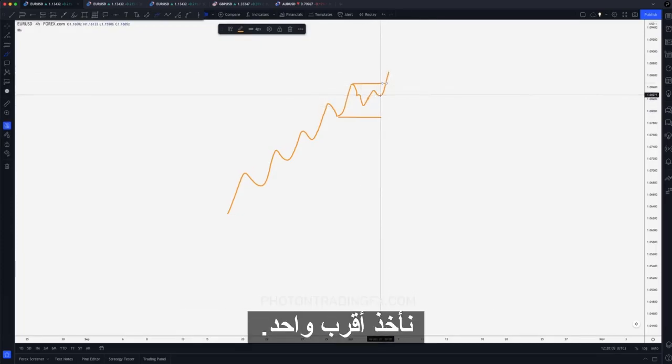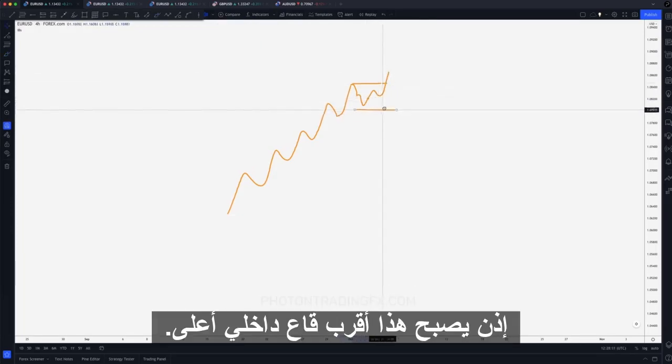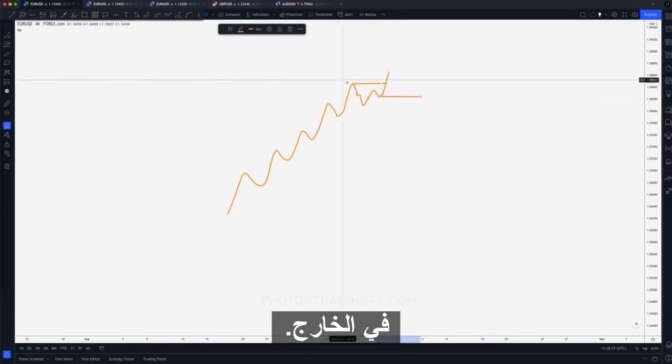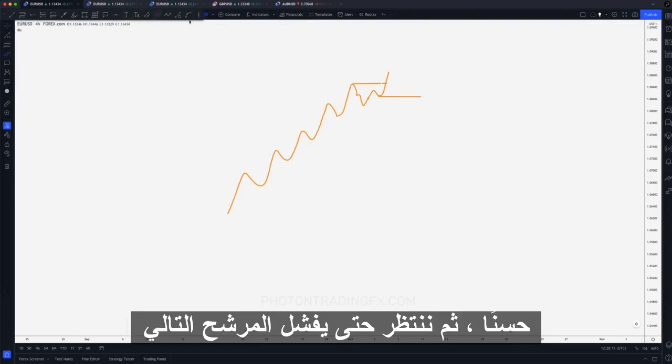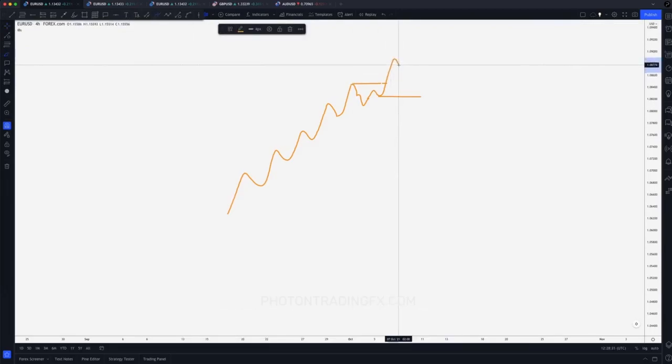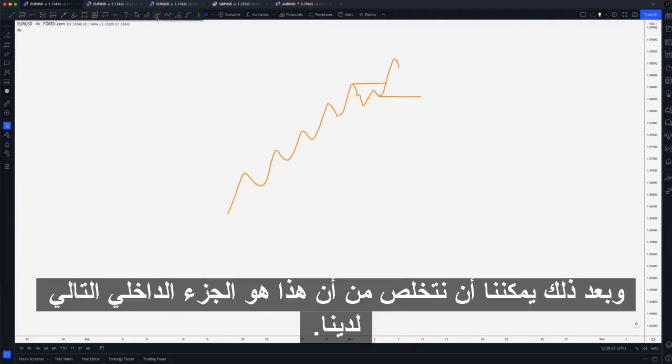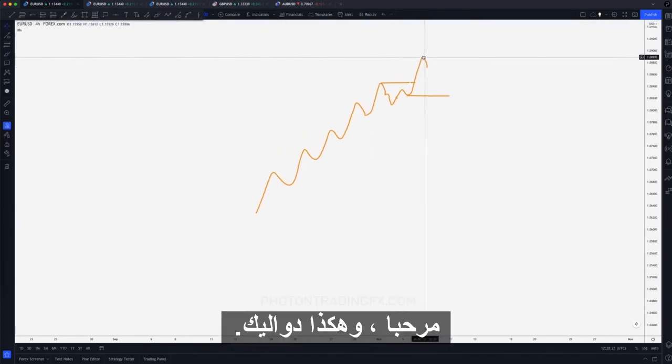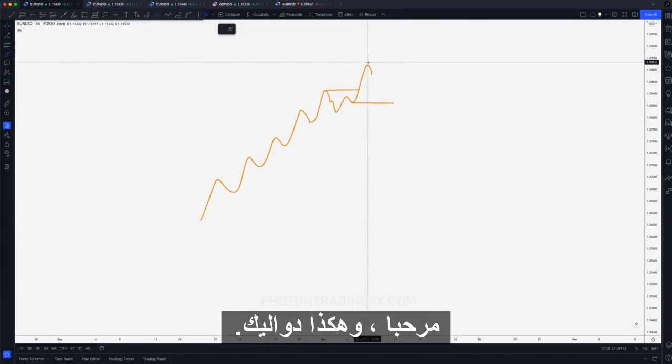With internal structure, we take the nearest one, okay? So this becomes our nearest internal higher low. We would mark that out, and then we would wait for the next candle that fails to break the prior candle's high, so we get that pullback. And then that is when we can mark out this being our next internal high, and so on and so forth, okay?